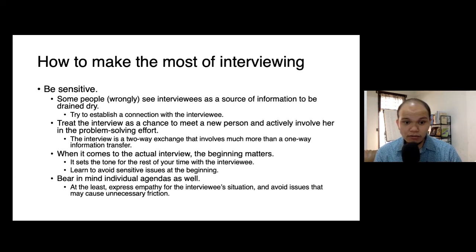Now, when it comes to the actual interview, the beginning matters. It sets the tone for the rest of the time with the interviewee. So in a way, it's true that first impressions matter. Learn to avoid sensitive, taboo issues at the start, and don't make the interviewee uncomfortable right away, if you know that the topic can be a bit disconcerting for them.